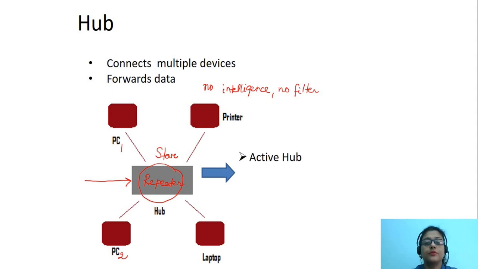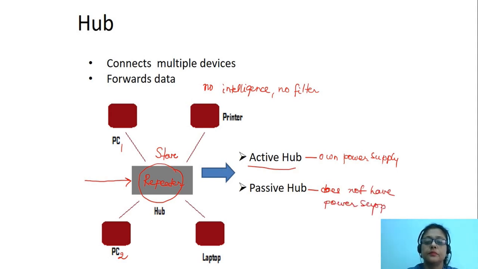There are two types of hubs. One is called the active hub and the other one is called the passive hub. Now this active hub has its own power supply. But the passive hub does not have its own power supply. It basically captures the power supply of one of the active hubs. Now, the active hub is also used as a wiring center, and it can be used to extend the distance.